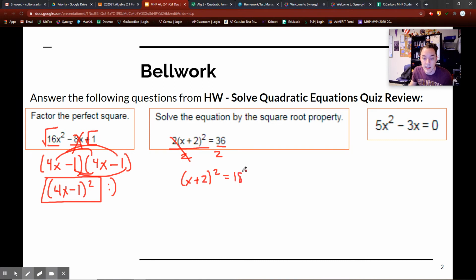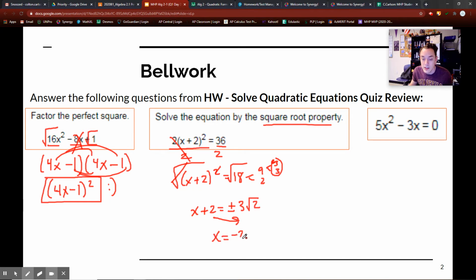That becomes 18. Now, when I square root this using my square root property, I get x plus 2 equals. Now, the thing about this is it's not actually a perfect square, so we need to break this down. This breaks down to 9 and 2, and this is 3 and 3. So the 3 and 3, they come outside, but remember, I need to put plus or minus, so 3 and then square root 2. I just subtract the 2 over, and then I'm done. X equals negative 2 plus or minus 3 radical 2.